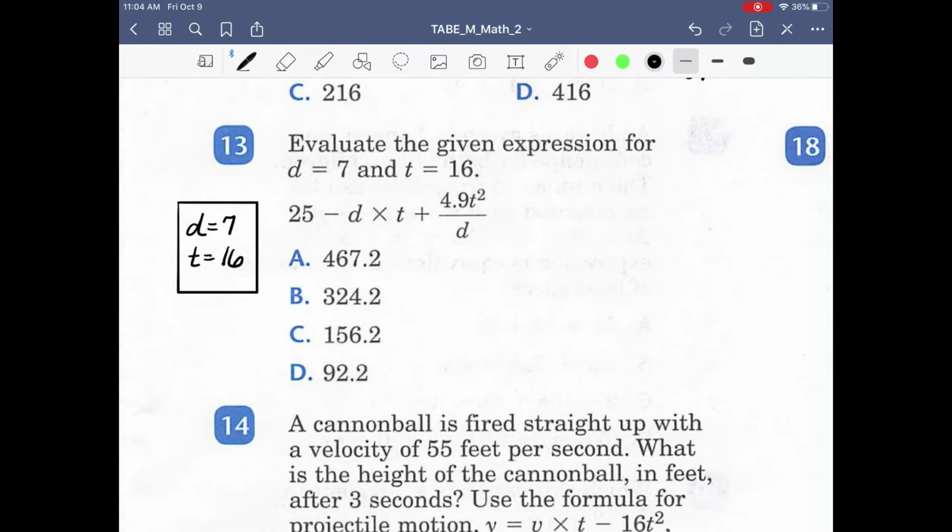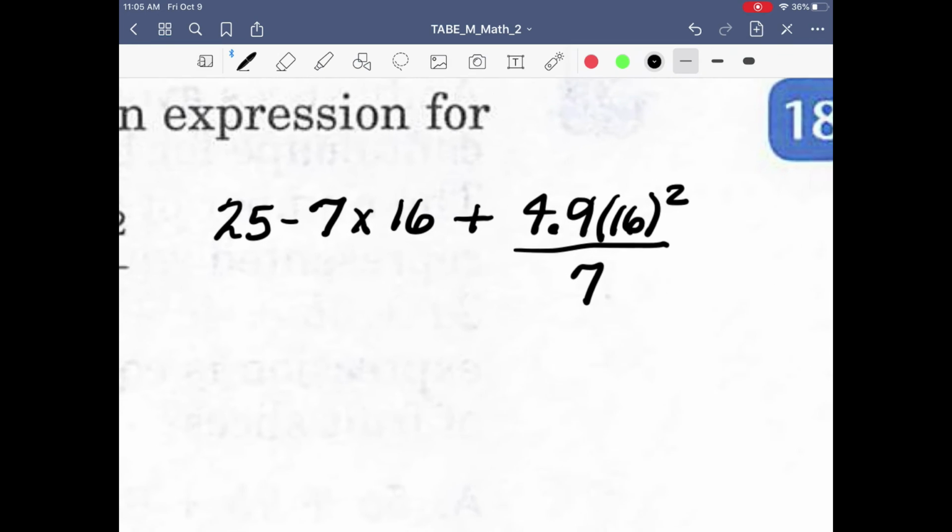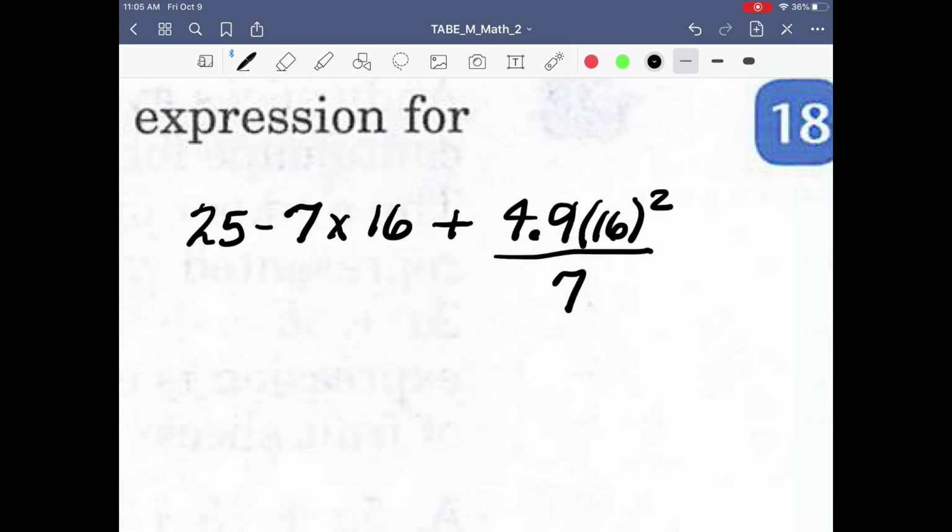And the formula looks scary, but it's not. It will be okay. So we have 25 minus D times T plus 4.9 T to the second power over D. Okay, now don't get excited. This is just a series of numbers. They look a little peculiar, but it's okay. Don't let these things get you rattled. A lot of students just panic when they see these, but there's no need to.